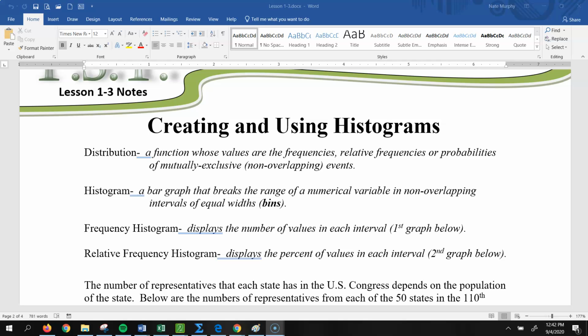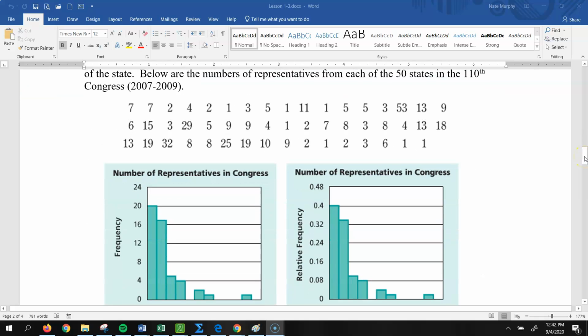But then there are a couple of different types of histograms: a frequency histogram and a relative frequency histogram. A frequency histogram displays the number of values in each interval, so the actual number of times something occurs. A relative frequency is taking the values and changing them into a ratio. Remember, we talked about relative frequency in the previous video. Anytime you see the word relative, just remember a ratio, a fraction. We're going to convert that fraction into a percent, and look at the percent of values, the decimal values, in each interval. So here are two examples graphed below of what a histogram would look like.